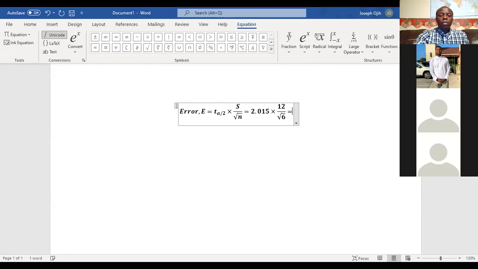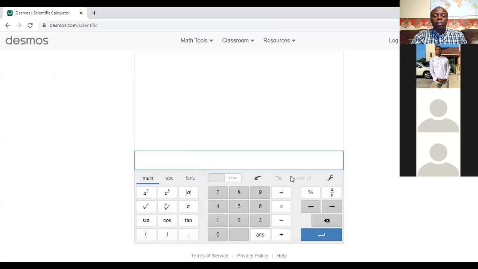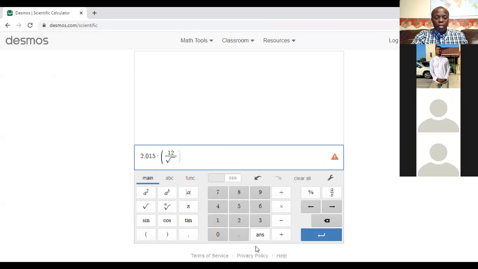So this gives us this result. I'll take you to the Desmos calculator so you can see the results. 2.015 times the standard deviation of 12 divided by the square root of 6 is 9.8714. So we just rounded it to 9.87.